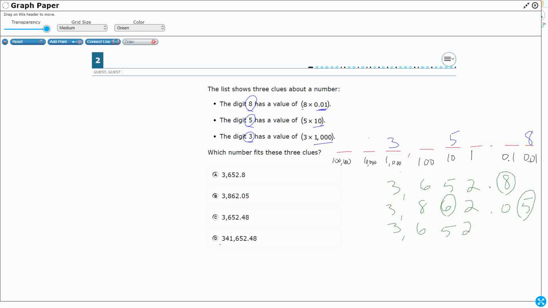3652 looks good so far. 0.48. Okay, so let's see, that's looking pretty good. All three in the right spot. Let's check out this one. 341. Nope, that's a problem. 1,652.48. So the problem is that one in the thousand spot. All right, so the only one that worked for us is going to be C.